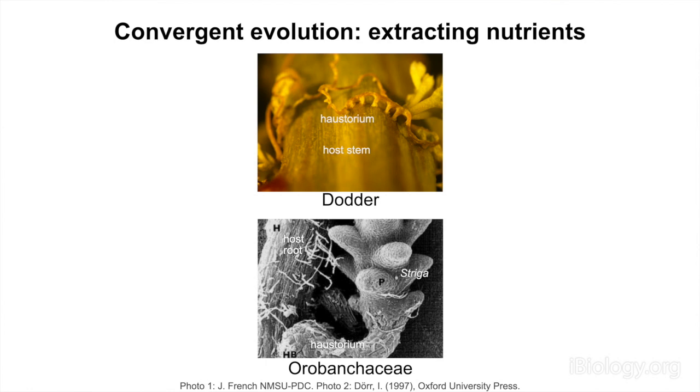And of course, if haustorial parasitism has evolved independently among plants, then haustoria themselves have evolved independently as well. So on the top, you see haustoria from dodder, and they are penetrating the stems of a host plant. In the Orobanchaceae, the haustoria connect the parasites to a host's roots. So again, the haustoria are different in these two groups, but have evolved convergently.